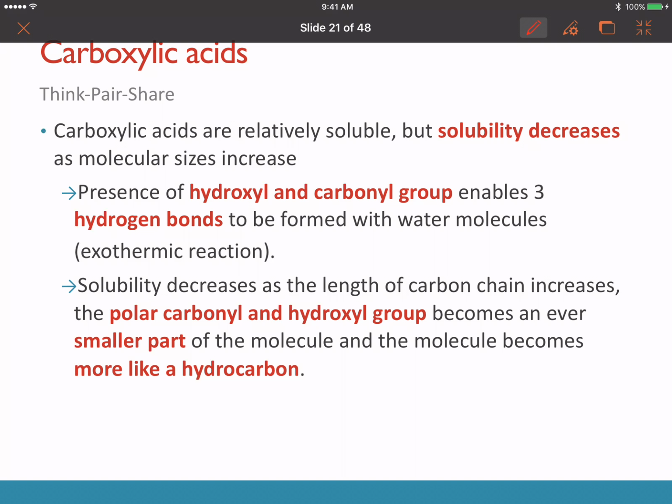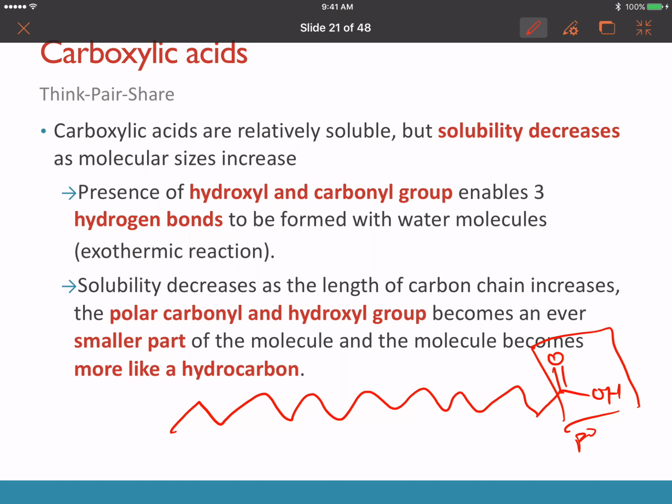Okay, why is it that solubility decreases as molecular size increases? The reason is the same as the one for alcohol. It is that when the length of the carbon chain increases, the polar carbonyl and hydroxyl group becomes a smaller part of the molecule, and the molecule becomes more and more like a hydrocarbon. For instance, if I were to draw a long chain here with a carboxylic acid at the end, only this part is polar. This whole region is non-polar.